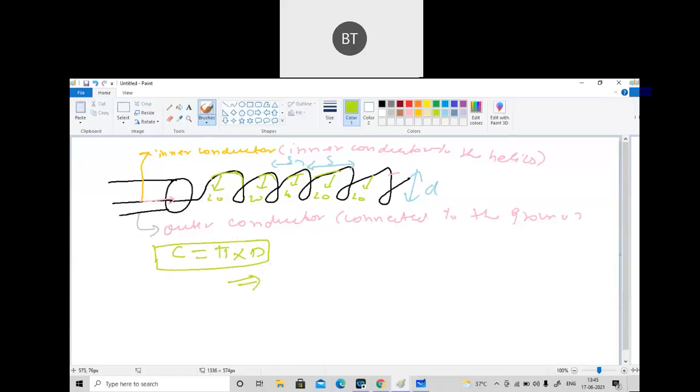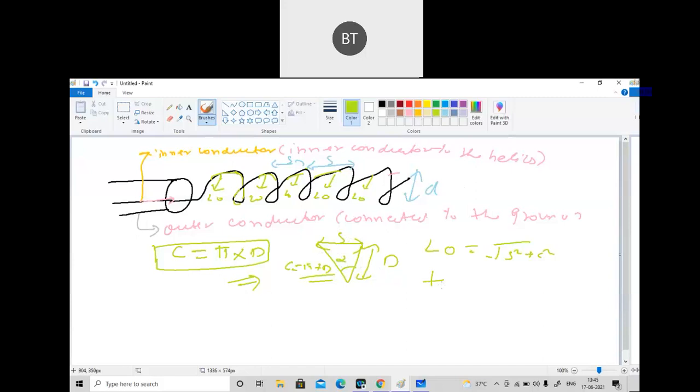If you draw and apply the Pythagoras theorem, take this spacing S here, and this is the distance, and this is the circumference C equal to pi into D. L naught is the length of one turn, and suppose it is turning at an angle alpha. From the Pythagoras theorem we can derive L naught squared equal to S squared plus C squared, like H squared equals P squared plus B squared.